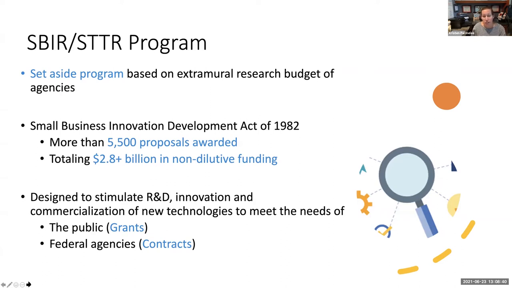The awards now total over $3 billion a year in non-dilutive funding. And we'll dive a little deeper into that in a second. And again, this program is designed to stimulate R&D and innovation of new technologies to meet the needs of the public, which it does through grants, and then federal agencies, which it does through contracts. And we'll explore the difference between grants and contracts in a little bit.